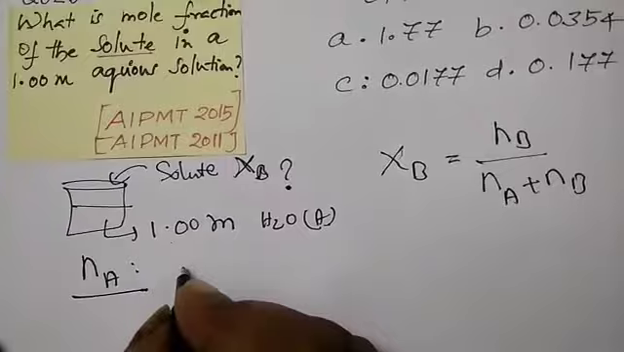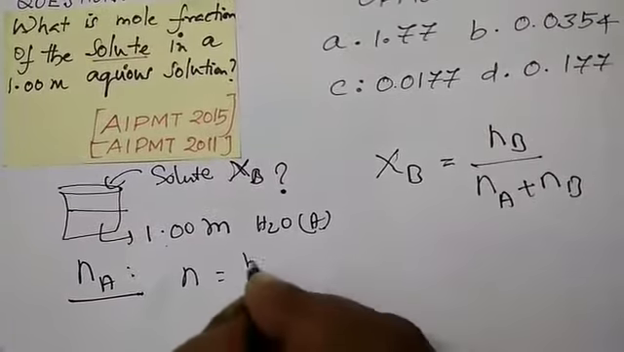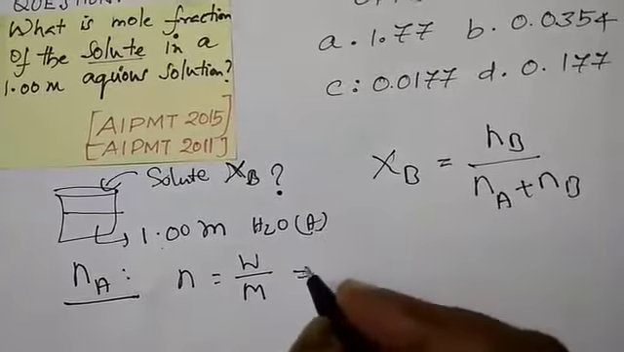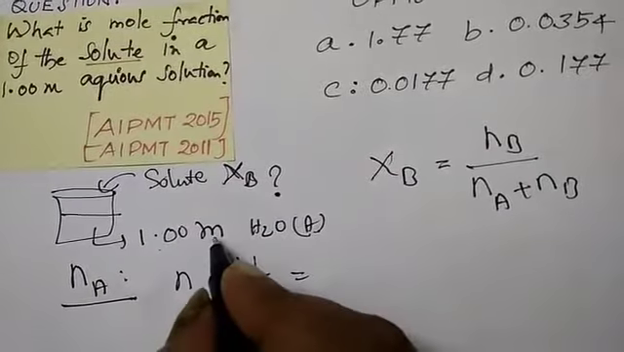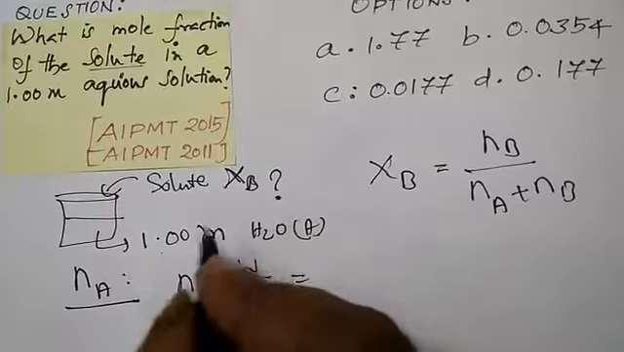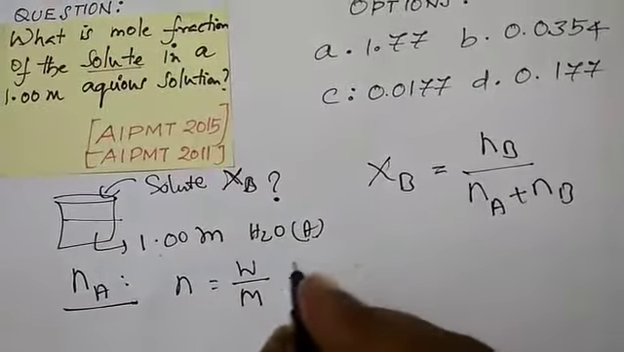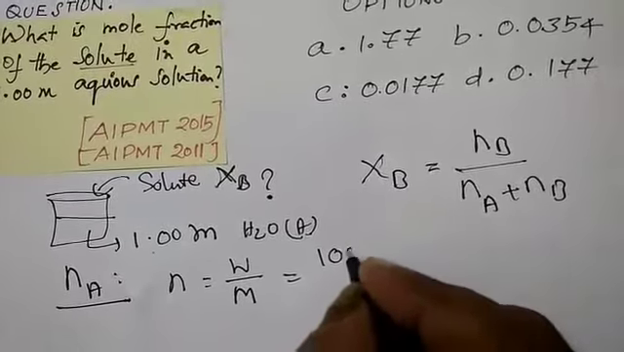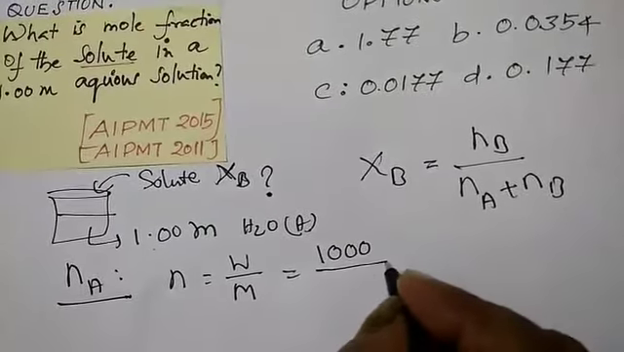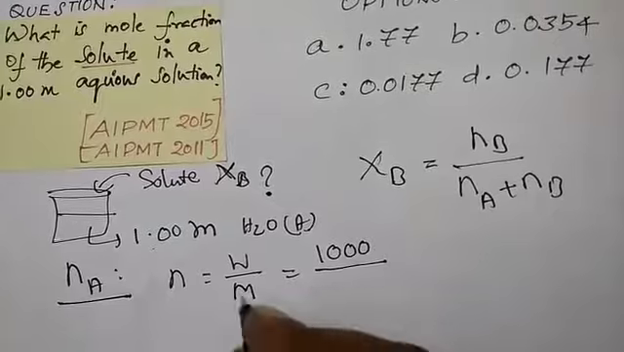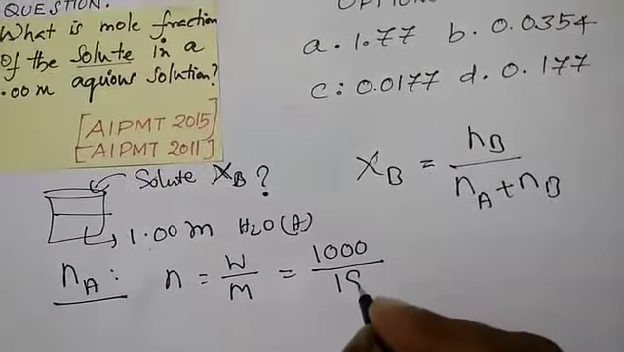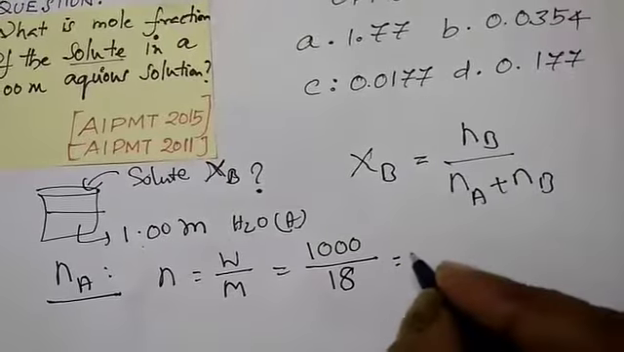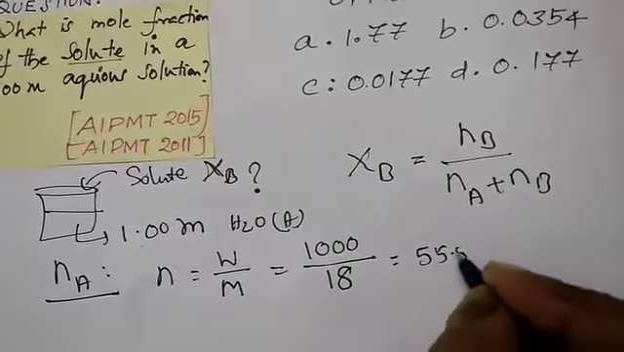How can we find the number of moles of the solvent water? Number of moles is given weight divided by molar mass. The weight provided: 1 molality means the solute is dissolved in 1 kilogram of water, which is equal to 1000 gram. So this is the given weight. Now 18 is the molar mass of water, so on division it gives 55.55.